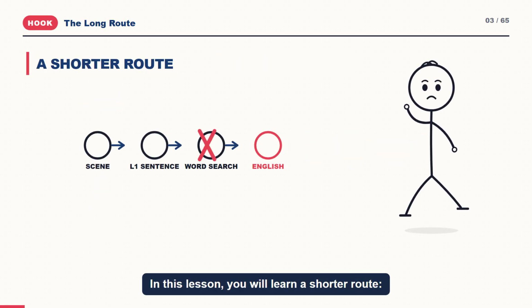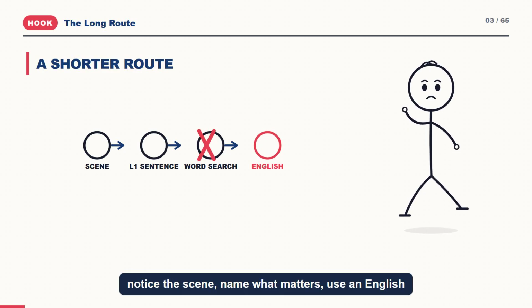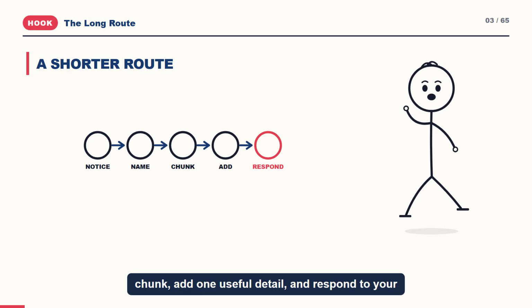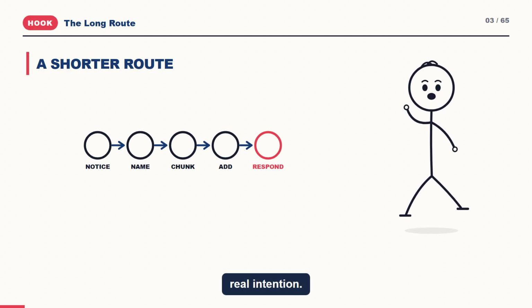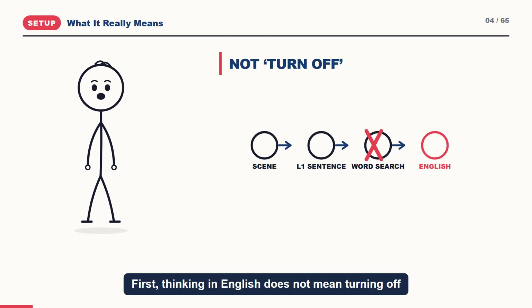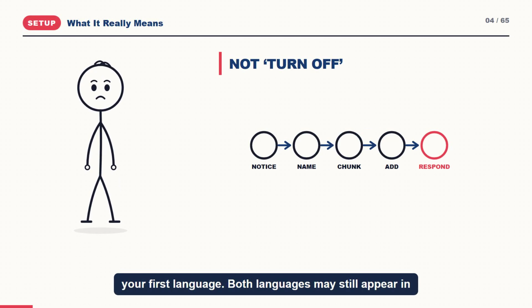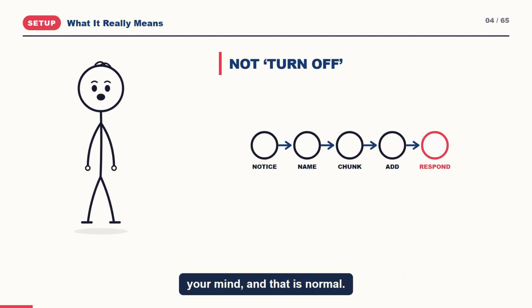In this lesson, you will learn a shorter route. Notice the scene, name what matters, use an English chunk, add one useful detail, and respond to your real intention. First, thinking in English does not mean turning off your first language. Both languages may still appear in your mind, and that is normal.